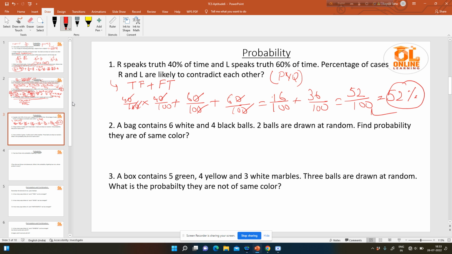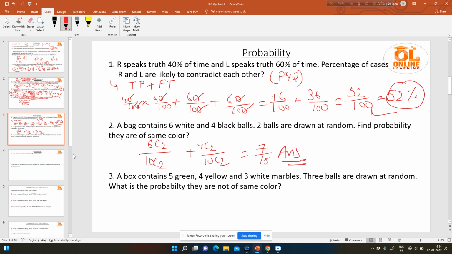Okay, now a bag contains 6 white and 4 black balls. Two balls are drawn at random. Find the probability that they are of the same color. So how many balls are there? 10 balls. So the total outcome would be 10C2. They are of the same color: it could be two white or two black. So it could be 6C2 or 4C2. If we solve this, you will get the answer as 17 by 15.